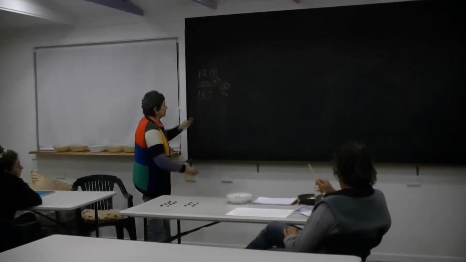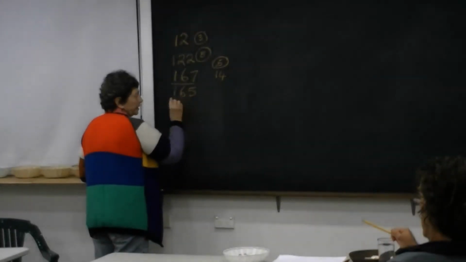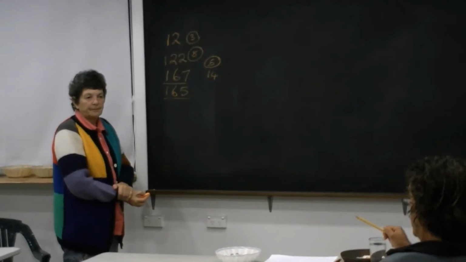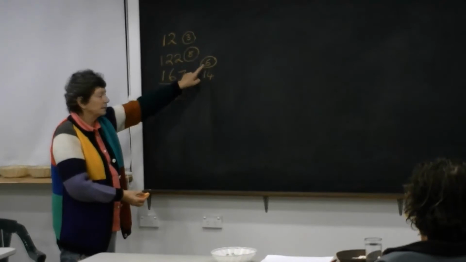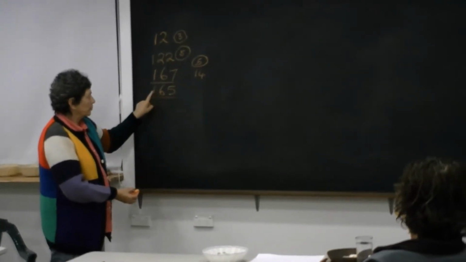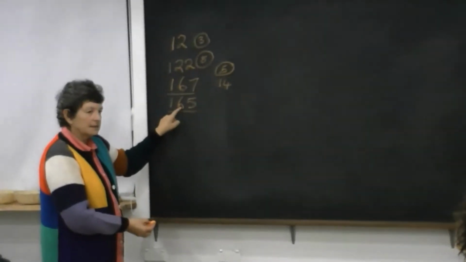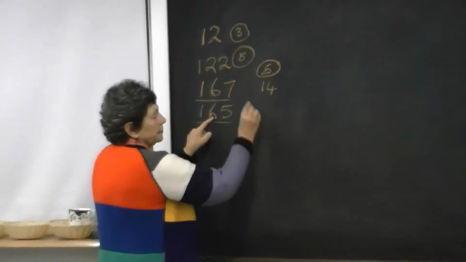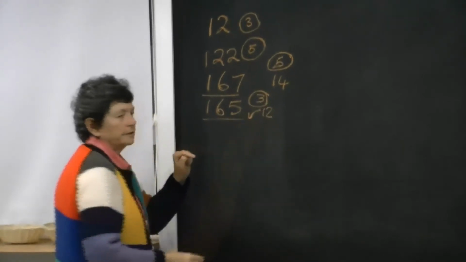So if I take the 2 off and I get 165, that number will be evenly divisible by 3. Because I took the 2 off. Let's check it out. 5 and 1 makes 6, and 6 and 6 makes 12, 1 and 2 makes 3. Yes, that number's going to be divisible by 3.